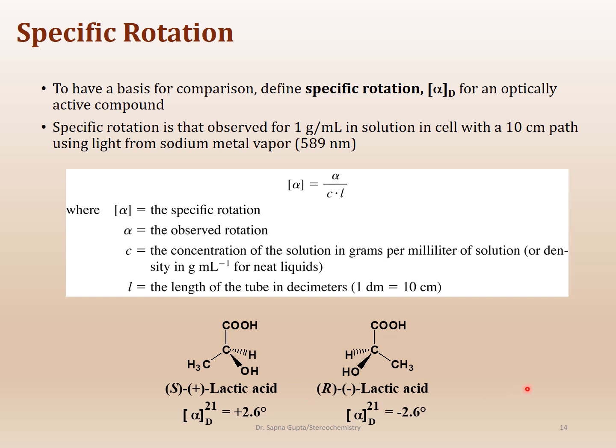Again, the D and the L, or the plus and the minus, have nothing to do with the R and S. The R and S have to do with how these groups are arranged around the chiral center, and the plus and the minus, or the D and the L, have to do with how the light is being rotated. Okay, so there are two different things, not to be confused.